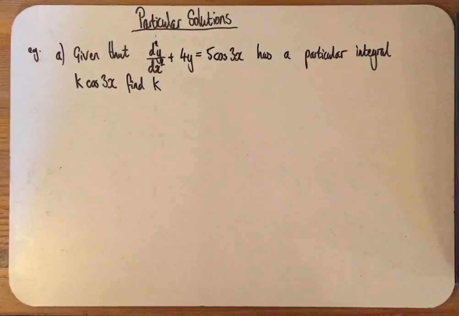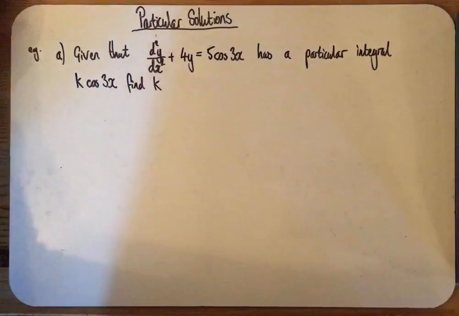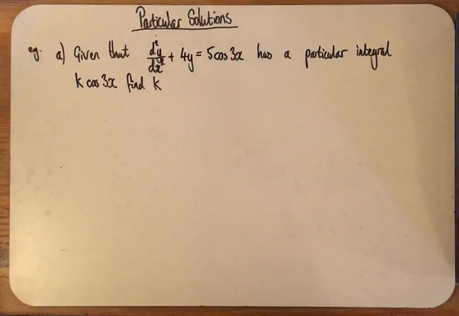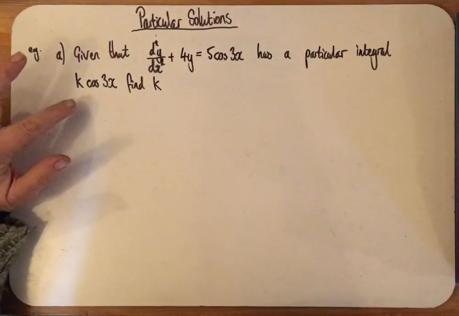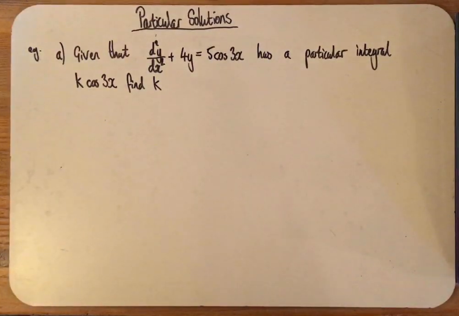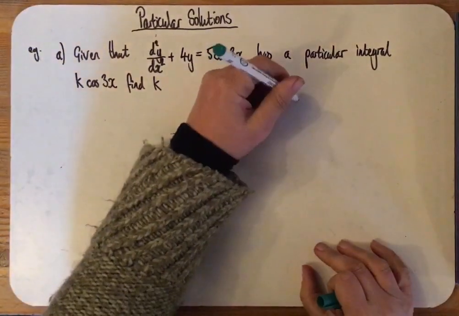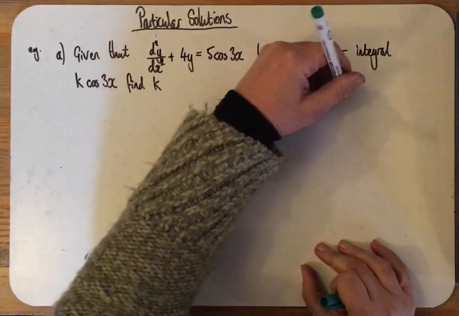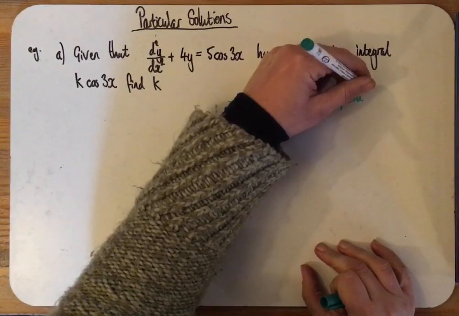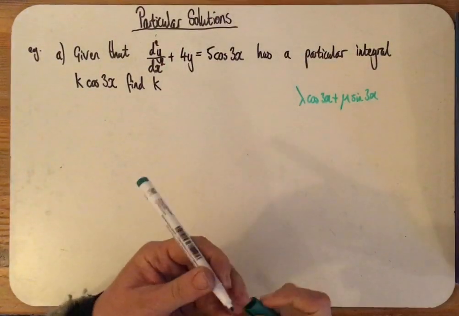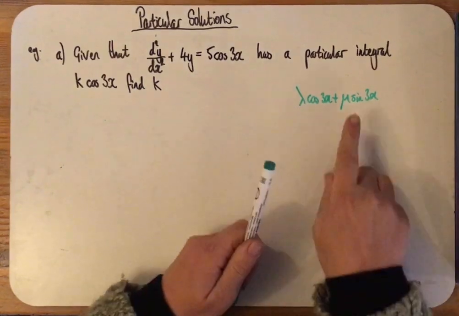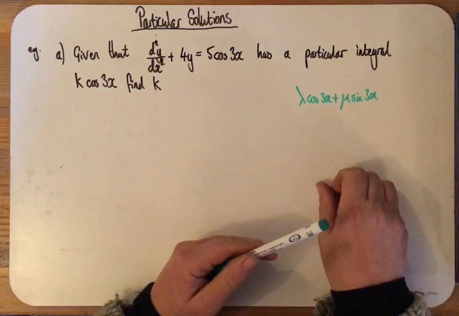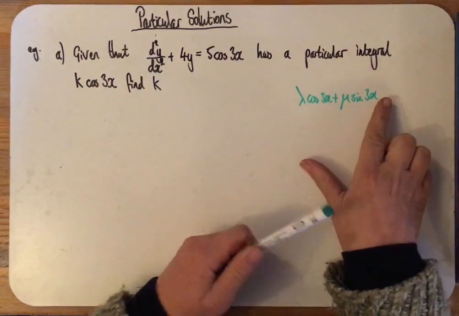Okay, first bit of this is really what we were doing last lesson. Given that the second derivative plus 4y equals 5 cos 3x has a particular integral k cos 3x, find k to start with. Normally you would do lambda cos 3x plus mu sine 3x for your particular integral. I just did that to see what happens, and mu comes out as 0. This eases your workload a bit, but you are sometimes given the particular integral to use.